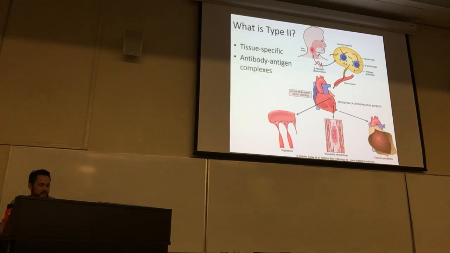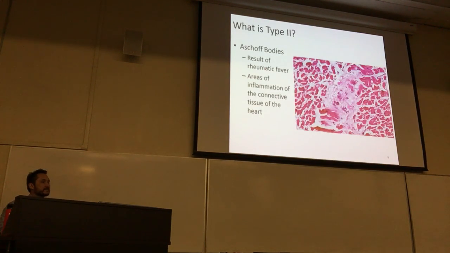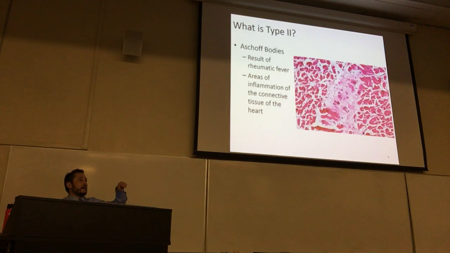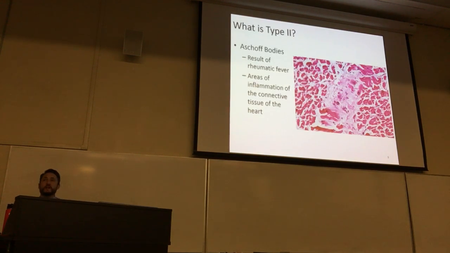So what does this Ashkoff body type 2 response look like? So this is cardiac myocardium in this H&E stain. And this structure right kind of in the middle, it has a lighter pink coloration to it. This is an Ashkoff body. So Ashkoff bodies are these nodules of scar tissue. They are a result of inflammation in the heart muscle due to nonspecific binding of circulating antibodies from a type 2 hypersensitivity.